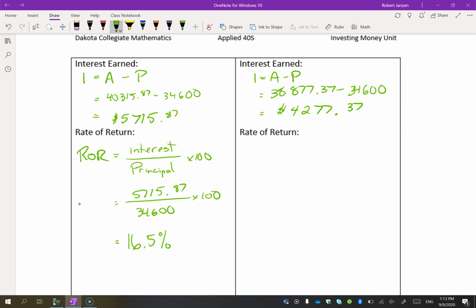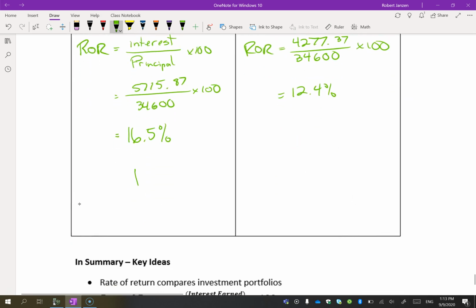All right. Let's try the rate of return for Malik. His interest is $4,277.37, and he invested the same amount. And he ends up with 12.4% rate of return. So this means Jason has a better rate of return.